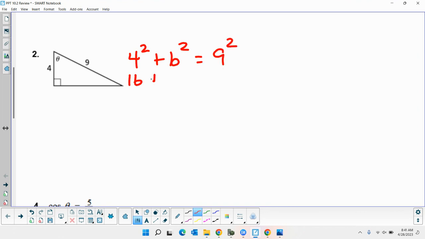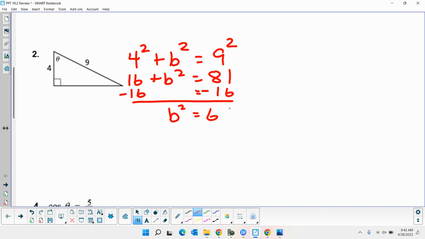So 16. Subtract 16 when you move it over. That does not simplify. So you leave it, the square root of 65. I don't want to see 8.1. I see a decimal 8.1, you're missing the whole thing. The whole thing, Maddie. Well, you missed it all then. No.